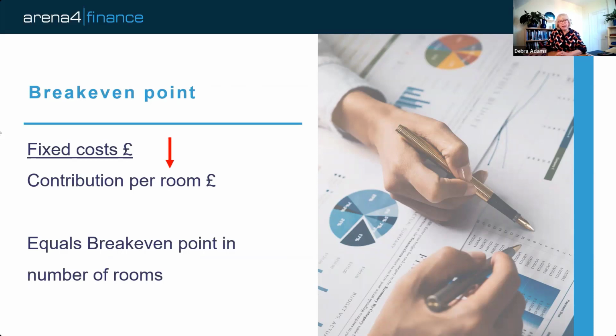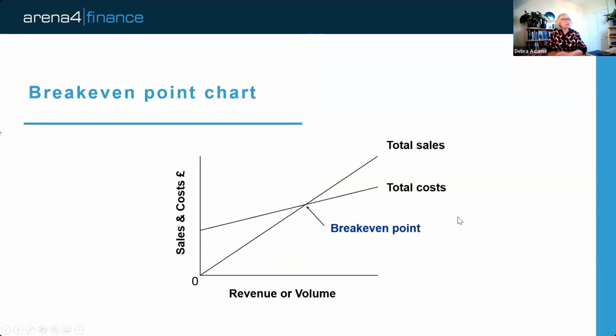Now, if we can bring down the fixed costs and if we can increase the contribution, then clearly we can reduce the break-even point, which is what we want to do because we want to reach profitability, obviously, as soon as we can. So the relationship we're looking at is really the point when our total costs, which are made up of fixed and variable costs, equal the total sales. That's another definition of break-even.